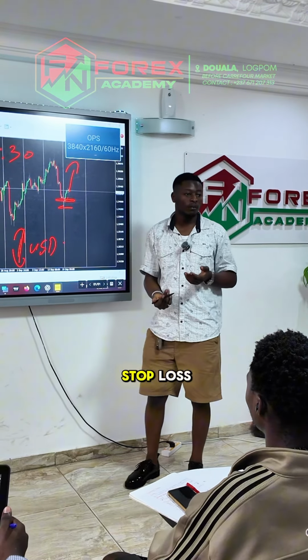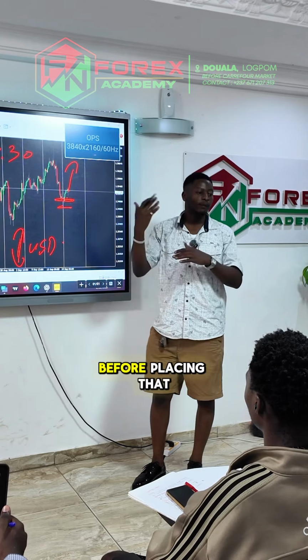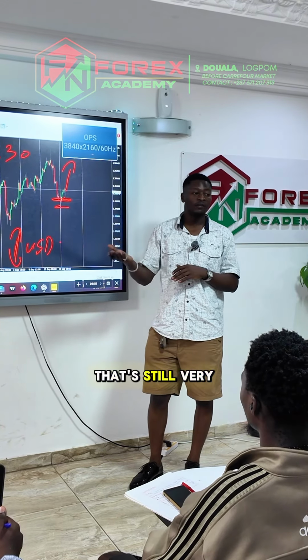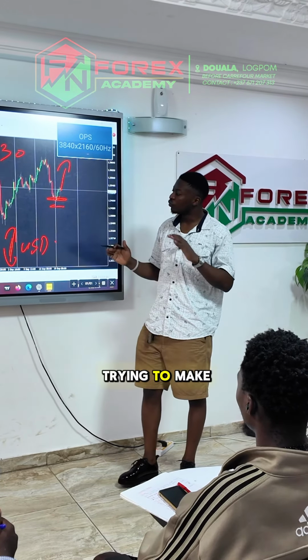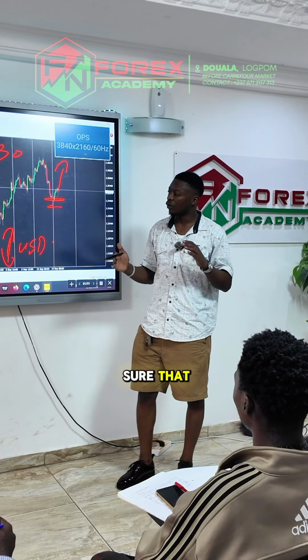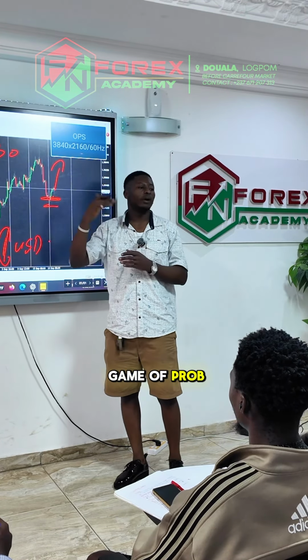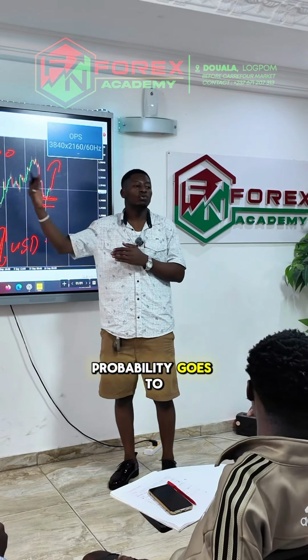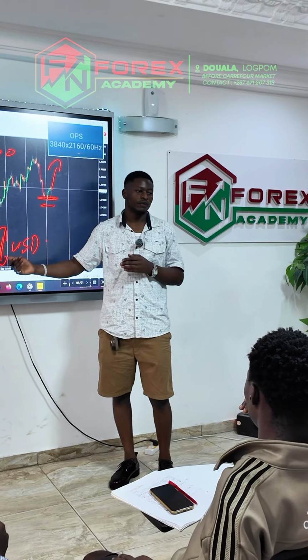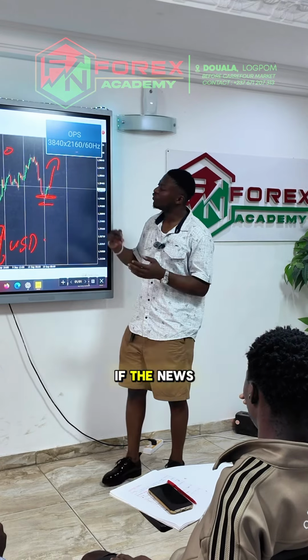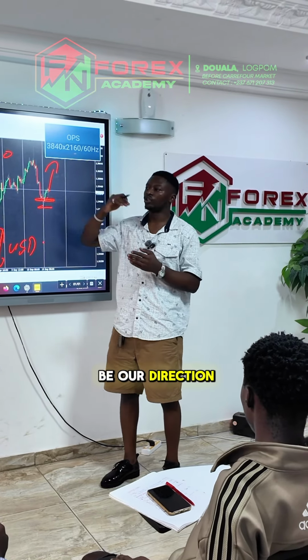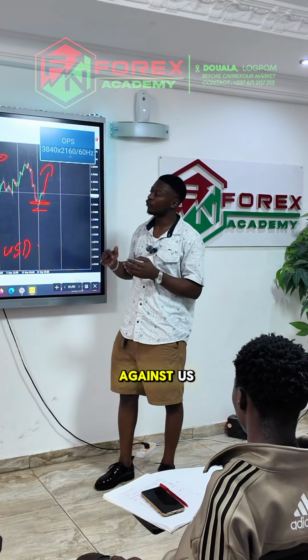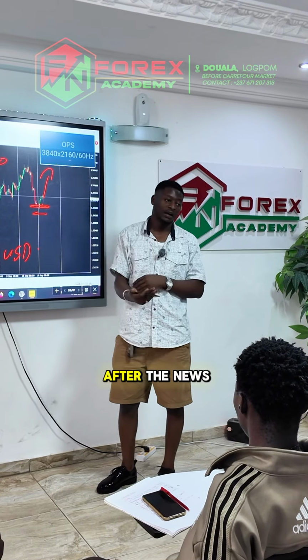if it goes down and hits your stop loss, you had already calculated your risk before placing that trade, right? That's still very okay. We are just trying to make sure that we have a balance, that it's a game of probability, right? So we are just trying to make sure that the highest probability goes in our direction. You get? That's why we analyze: if the news is going to be in our direction, we let it continue. If it's going to be against us, maybe we just close and wait until after the news.